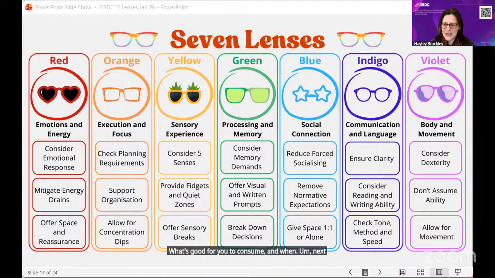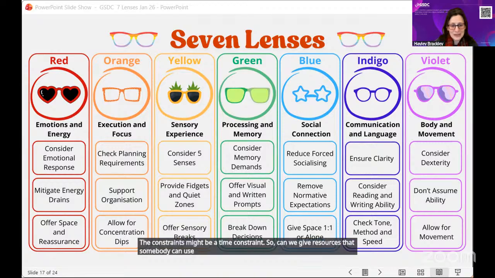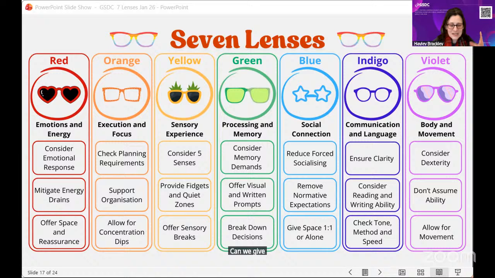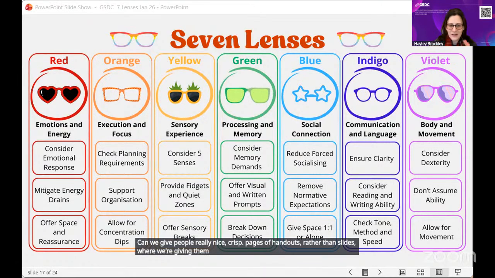Next up, thinking about the forgetting curve, the constraints might be a time constraint. So can we give resources that somebody can use outside of our learning environment to revisit? Can we give people really nice, crisp pages of handouts rather than slides where we're giving them 20 slides and they'd have to skip back through? Just that one page that helps them to break down.